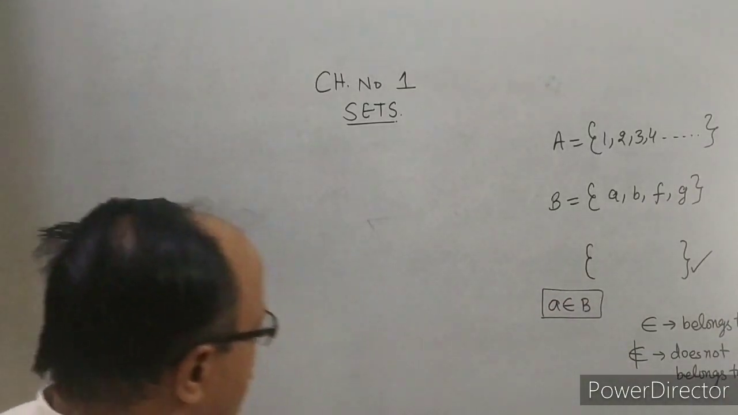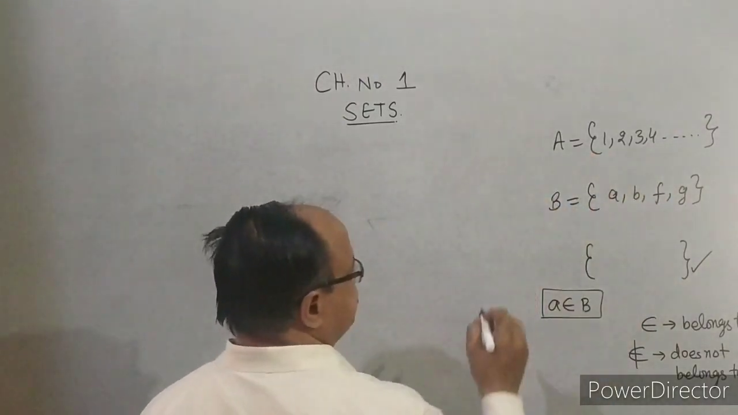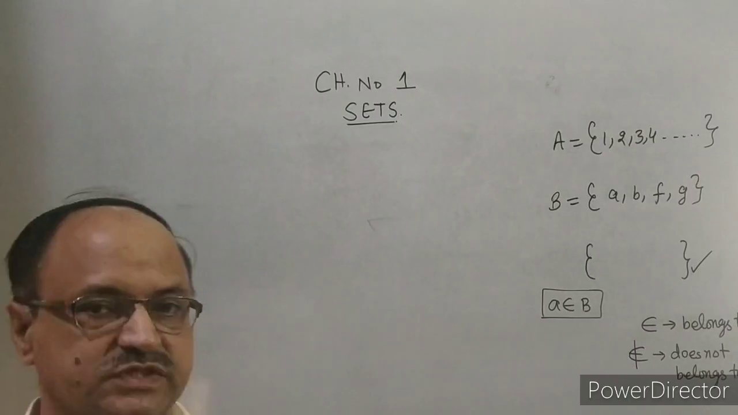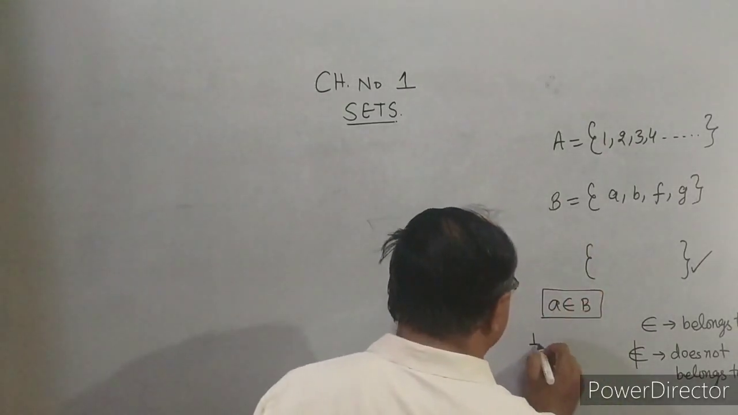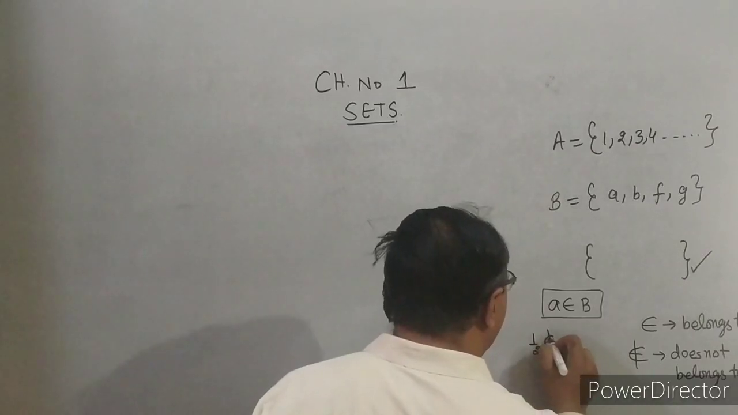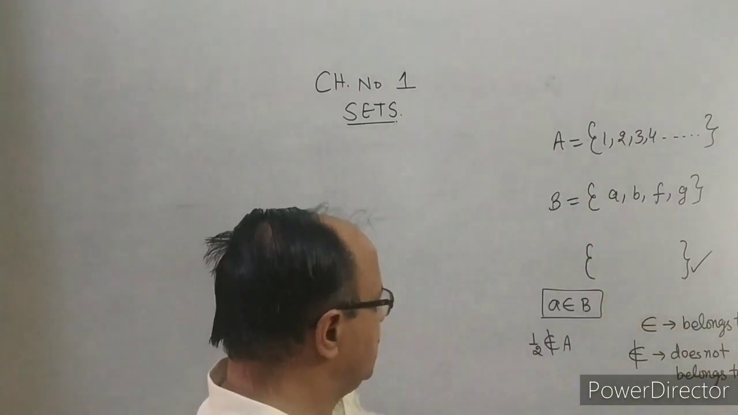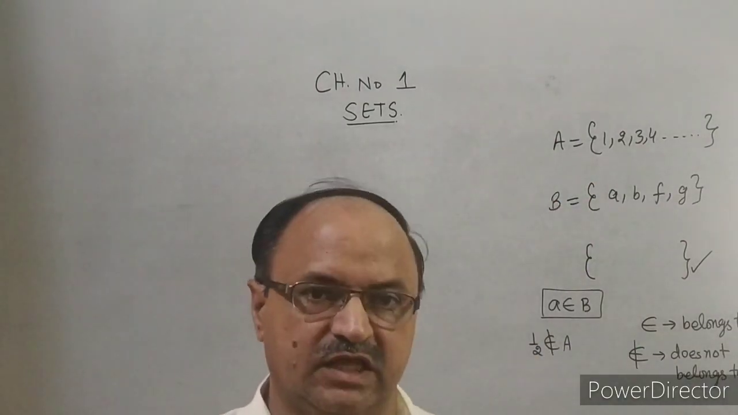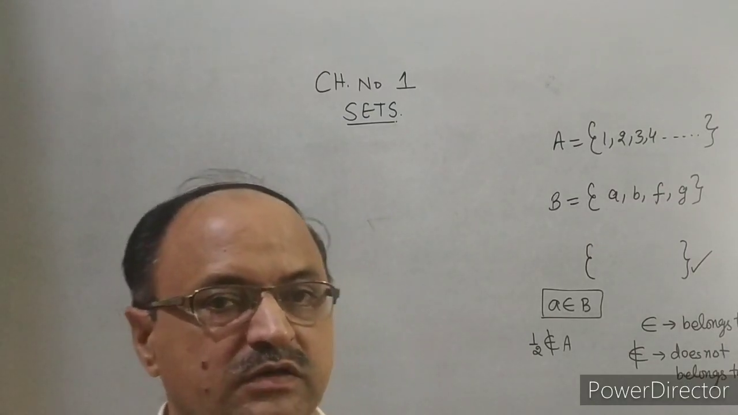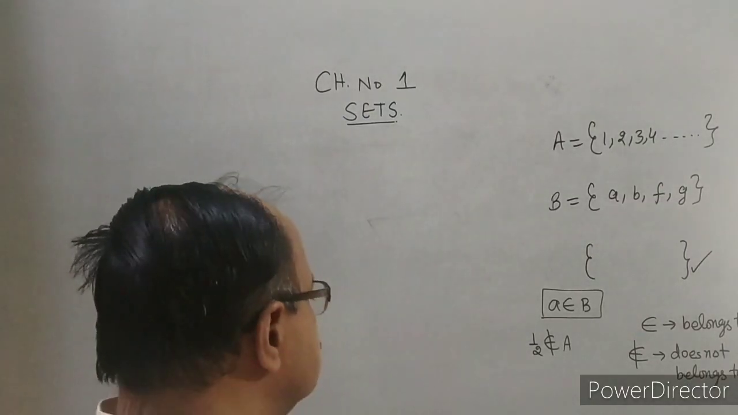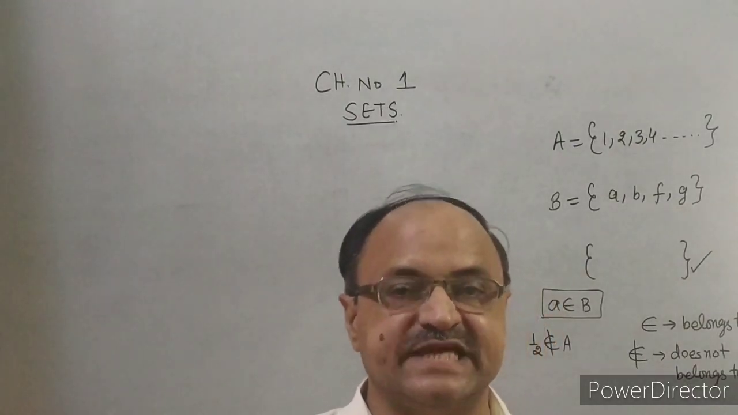Okay. For example, you know that 3 belongs to set A. Can you say that 1 by 2 belongs to set A? But you know that 1 by 2 does not belong to set A. Clear? Belongs to and does not belong to. Simple.